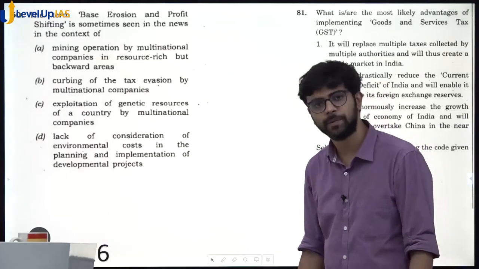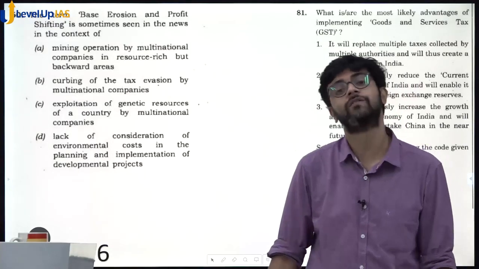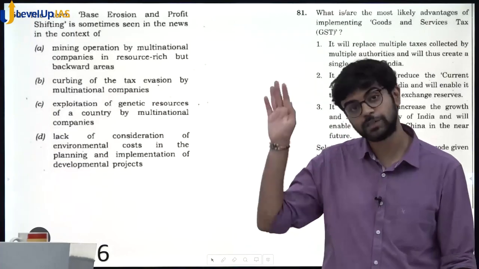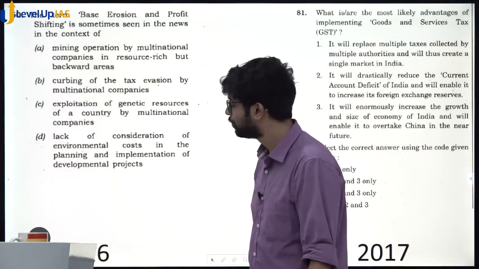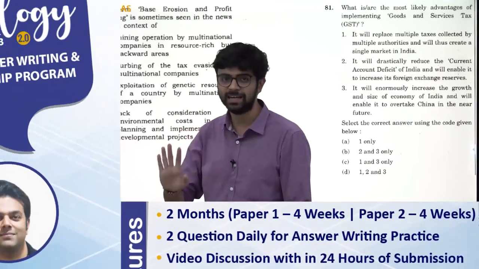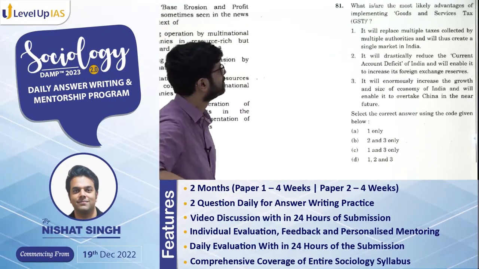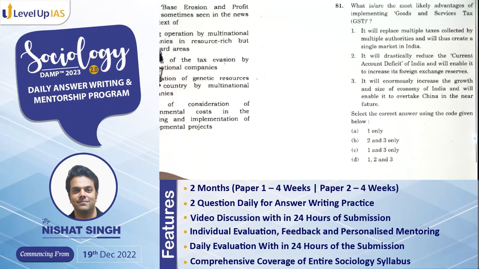2016 was one of the easiest papers in prelims history. The cutoff went up to 116-117. That was the cutoff. Okay? So don't worry. Aise question will rarely come. What is this? Very good question. I like this question. 2017. Very nice question.